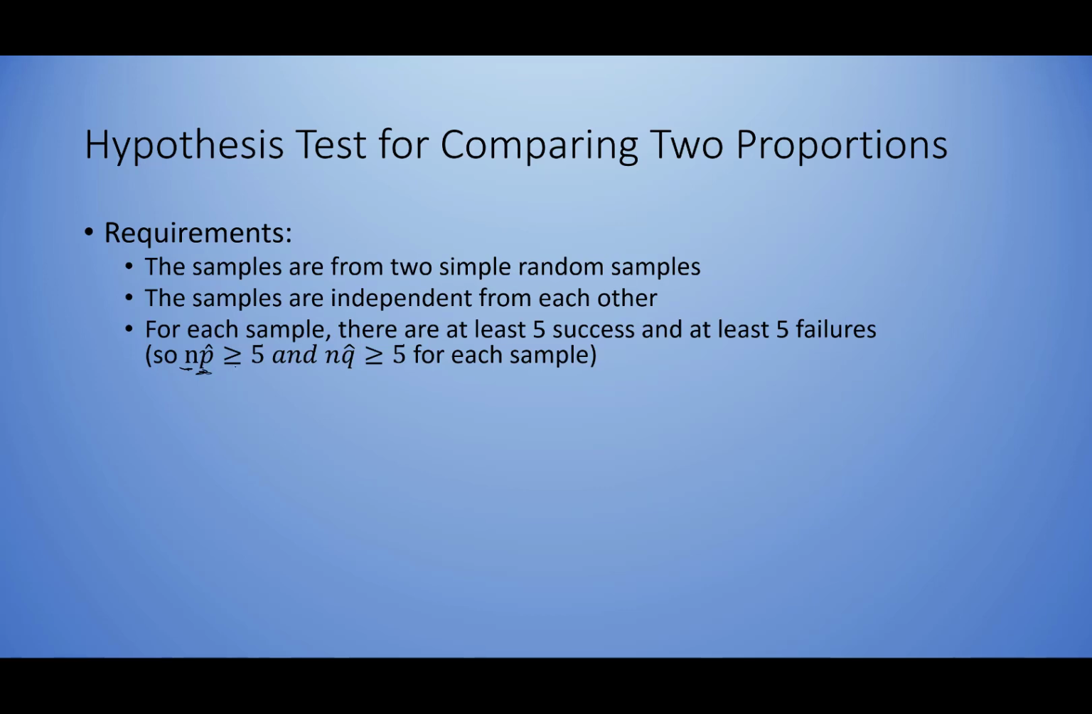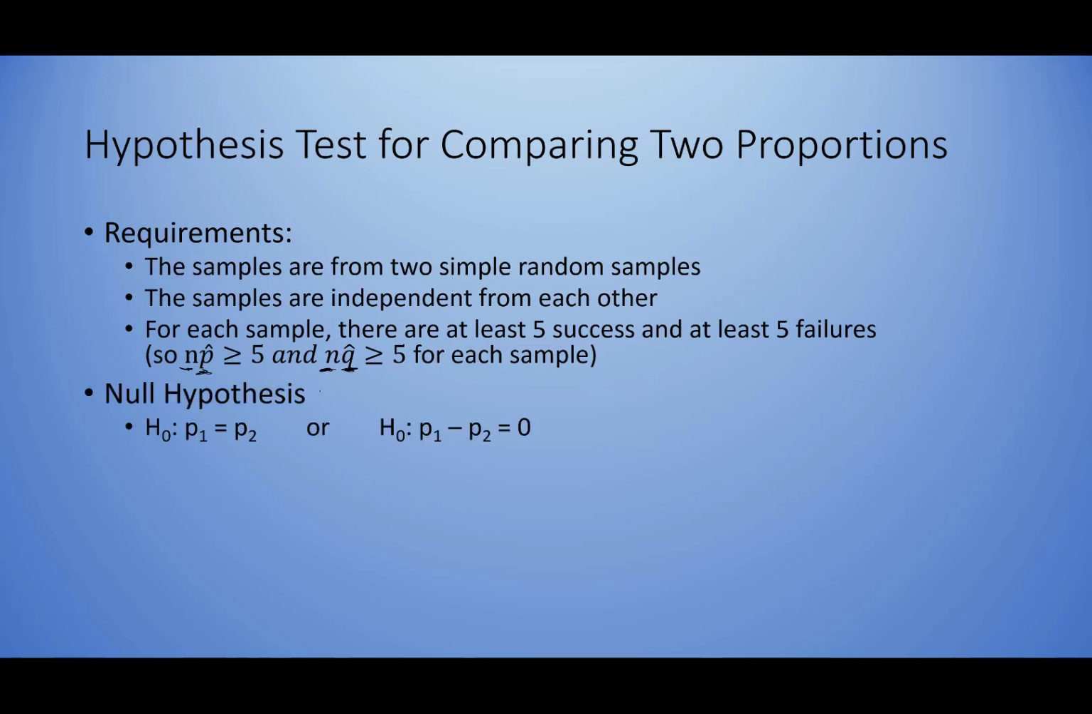So we can check that one by taking our sample size, which is n, times our sample proportion, and then make sure that's greater than or equal to 5. And then we need to also take our sample size times the complement of our sample proportion, so that would be the failures, and make sure that when we multiply those together, it's greater than or equal to 5. And we need to do that for each sample.